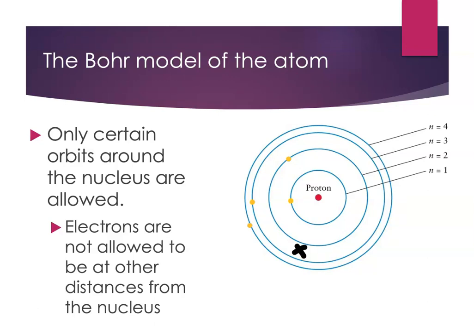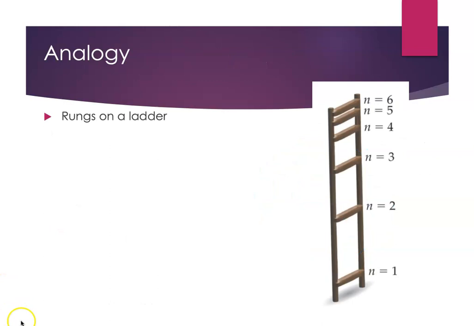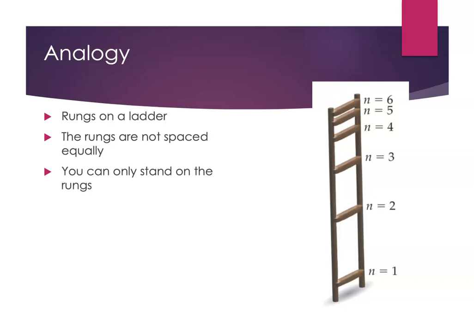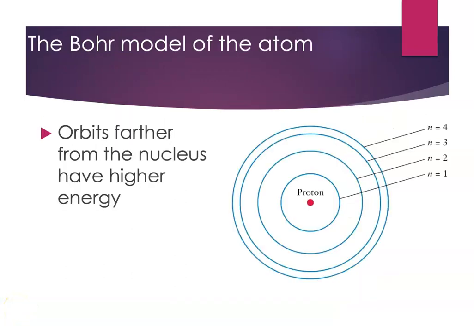That's not possible. A useful analogy for these orbits would be the rungs on a ladder. But the rungs are not spaced equally, so the spacings actually get closer and closer as you go up the ladder. And you can only stand on the rungs. It's not possible when you're climbing a ladder to put your feet in between the rungs. That's not something that can happen. You're going to fall down. You can only stand on the rungs in this model. So this is a good analogy. Another important feature of the Bohr model is that the orbits that are farther from the nucleus have higher energy.